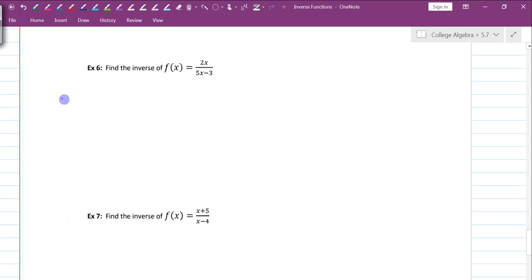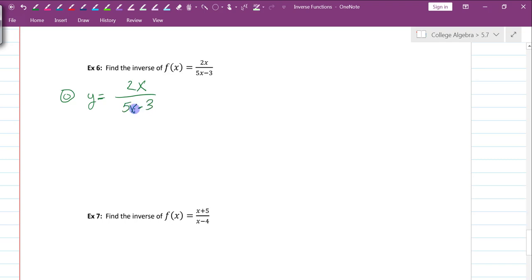Okay, step 0 on this one here is we take and we say that we must replace f of x with y. So it's going to be y is equal to 2x divided by 5x minus 3.